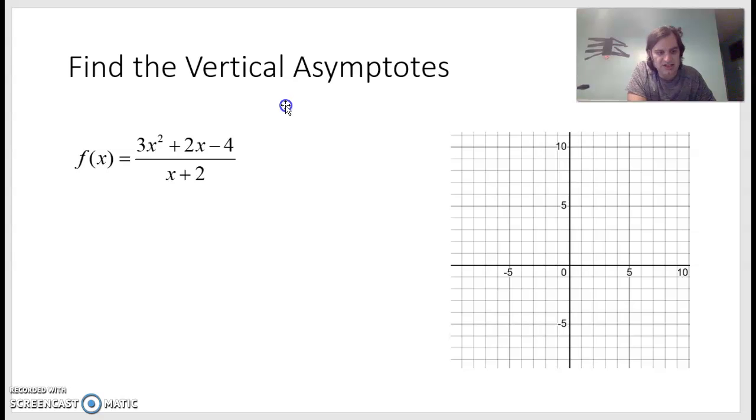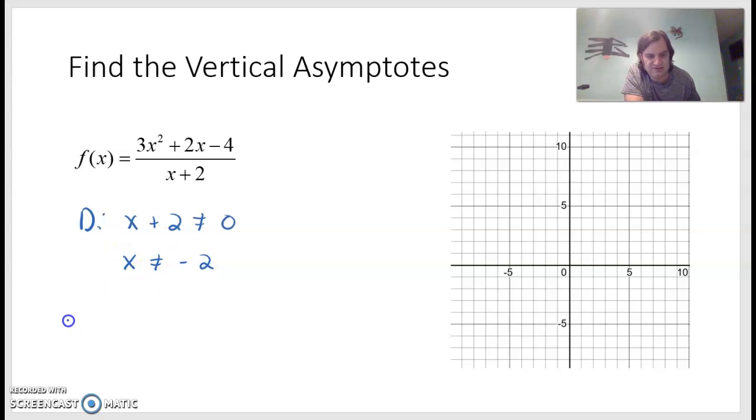The last example for vertical asymptotes is the fraction 3x squared plus 2x minus 4 all over x plus 2. So again, we'll look at that denominator. So the denominator x plus 2 cannot be 0 because that would cause an undefined situation. So the domain will not let us use negative 2. So the vertical asymptote will be x is negative 2. And we'll come over here and put that on our graph.